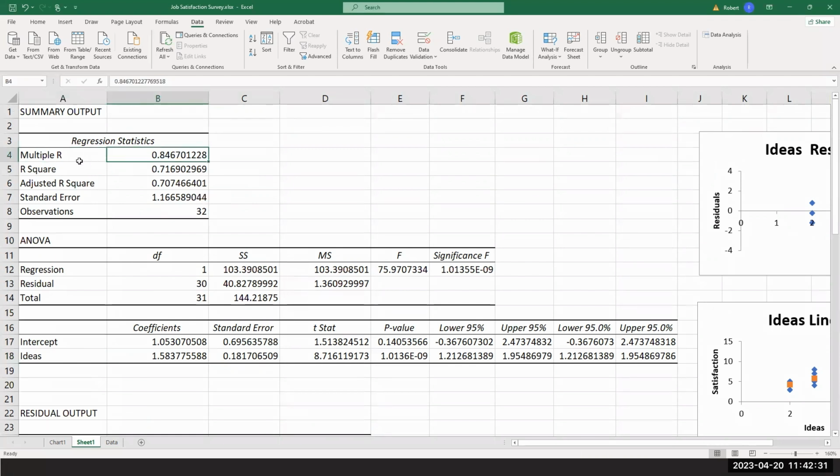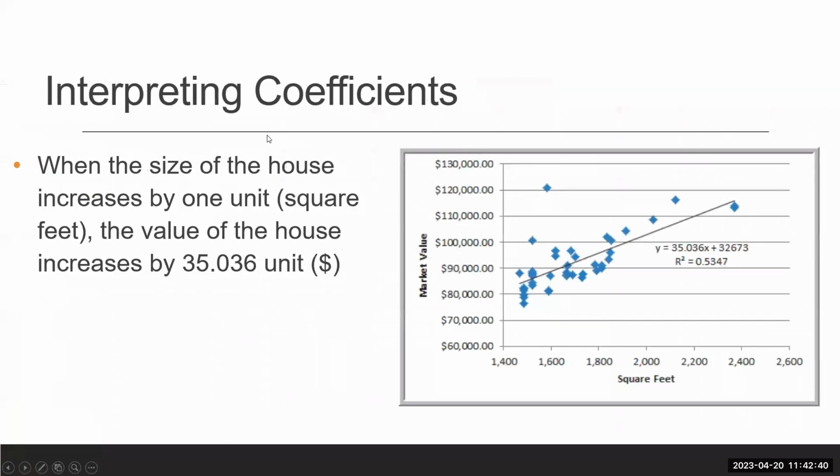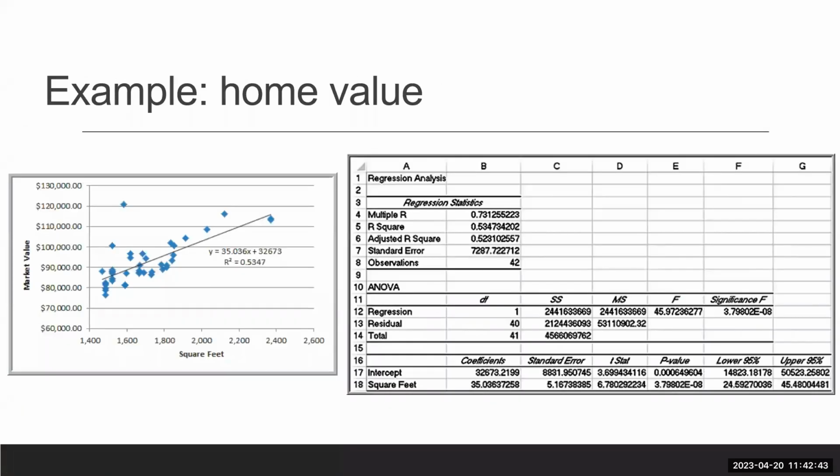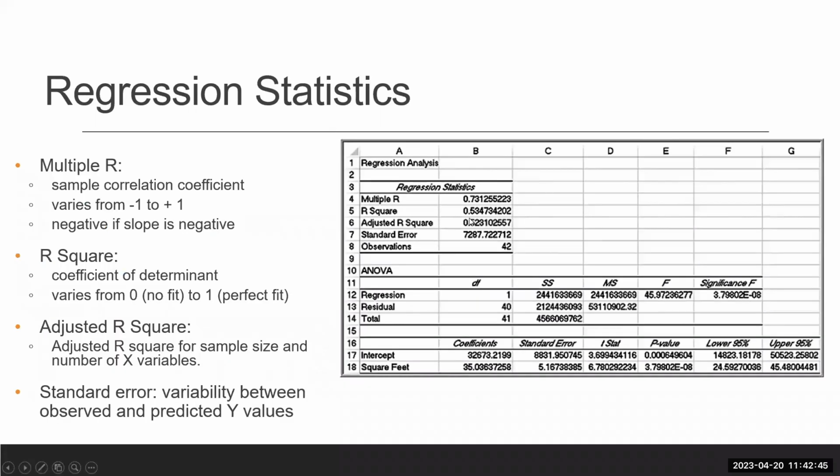Multiple R is useful, as we said, for telling you whether it's positively or negatively correlated and to what degree. R² tells you the fit of the regression with the data. Closer to 1 is good, closer to 0 is bad. Adjusted R² is like R², but it takes into account the number of samples, and the standard error tells you the variability between the predicted and observed y values.